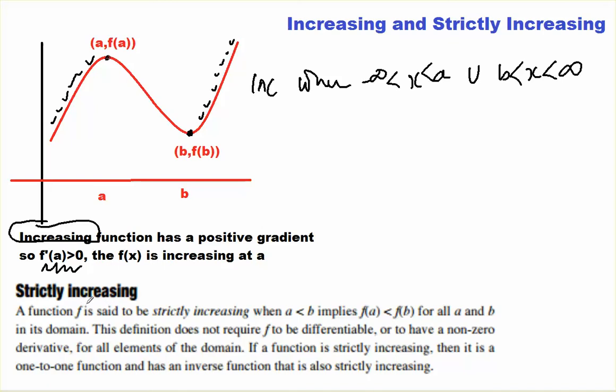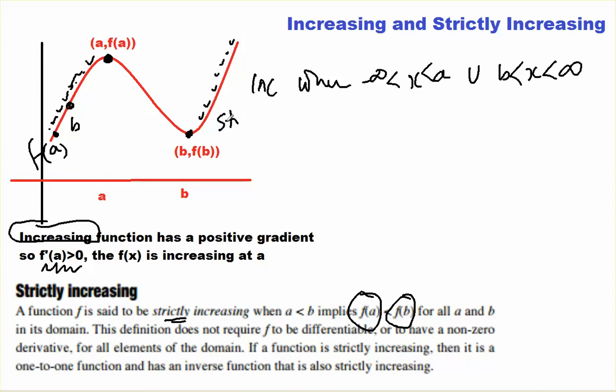A function is said to be strictly increasing if between a and b, f of a is less than f of b. So everywhere between here and here, if this is a and this is b, f of a, which is the y value, is less than f of b, therefore it's strictly increasing, all the way up to and including this point here. And from here all the way up to there, it's strictly increasing.